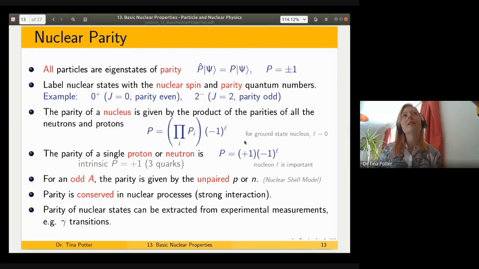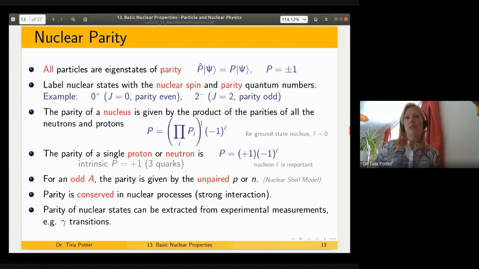So if we're looking at a nucleus with an odd number of nucleons, its parity is actually going to be given by the state that that unpaired proton or neutron is sitting in. What L state is it sitting in? What's its spin as well? I'm going to have a look at this in the context of the nuclear shell model.